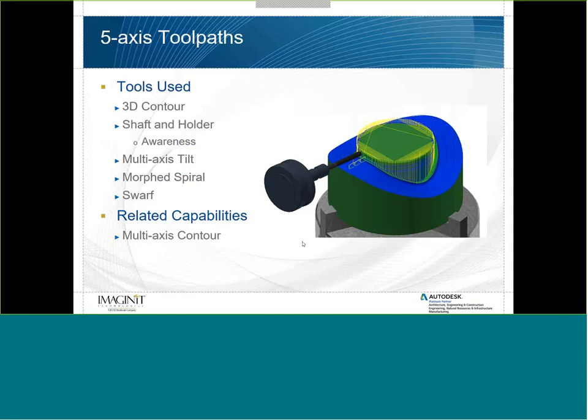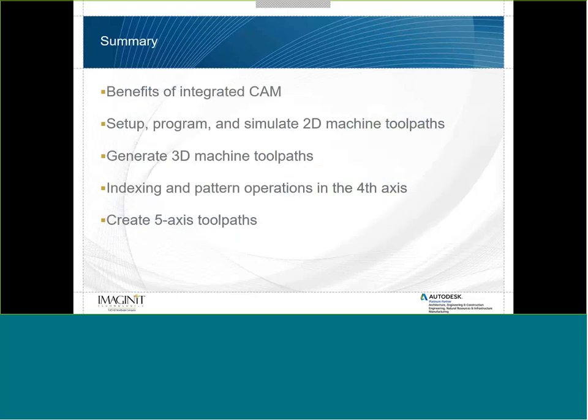Some of the tools we looked at: the ability to leverage 3D contour, the ability to check for shaft and holder awareness so that it's avoiding tool collisions. But the multi-axis tilt is really definitely an advantage for us there. Morph spiral, in some cases, would work really well. In this case, not so much, but that's where we have swarf to come in. Multi-axis contour lets us do some engraving or etch geometry along a multi-dimensional profile or surface, which is another capability that we have.